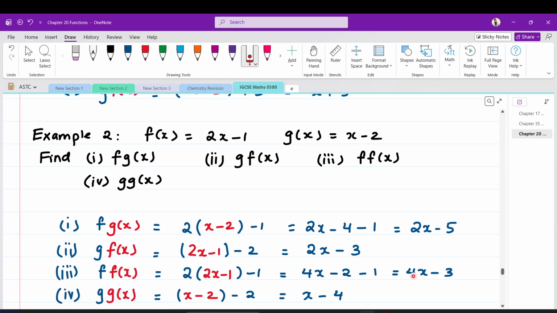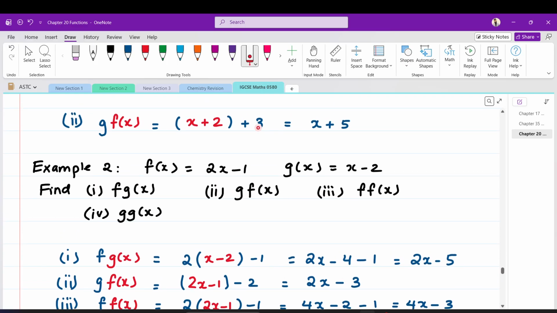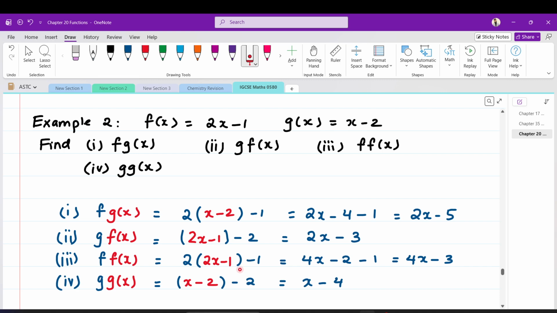Similarly, we can also have g of g of x. So x minus 2 will be substituted into just the position of x. So you have x minus 2 and then minus 2. So that would be x minus 4. All right.